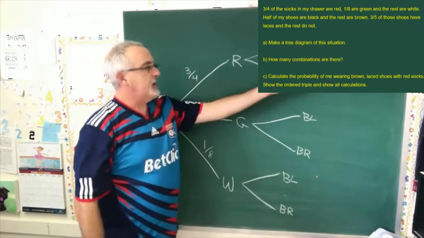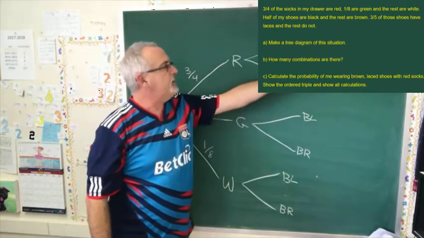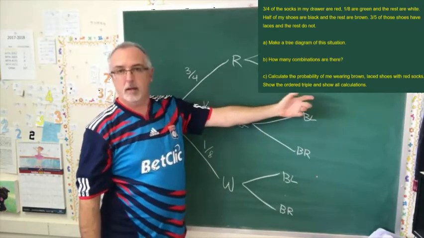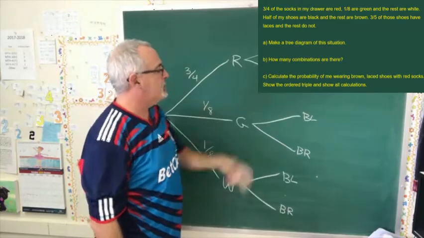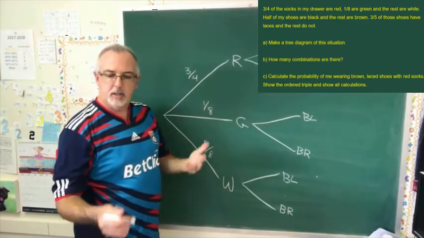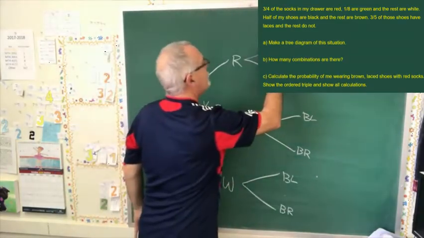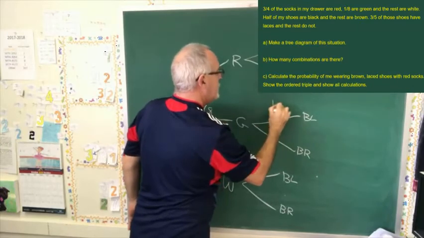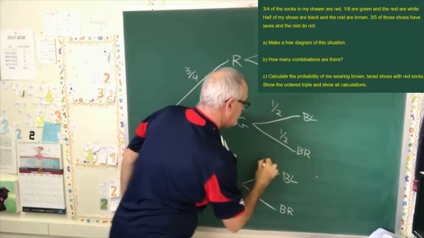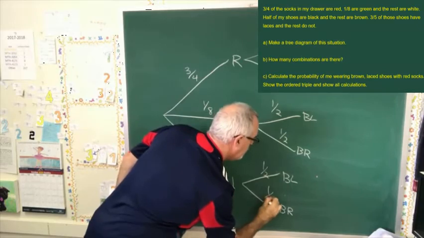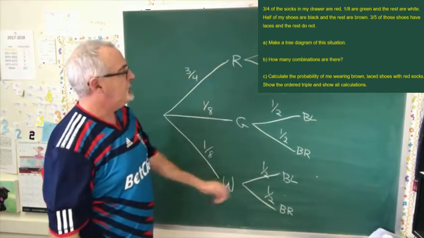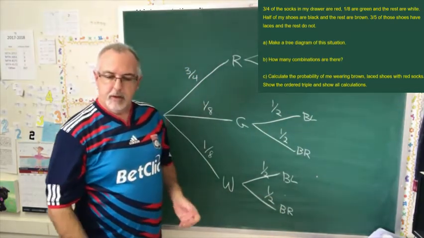Since both black and brown start with B, I have to come up with a different label so I can tell them apart. So BL is black, BR is brown. And in each case it was half and half. So these are 1/2 the fractions, but I have to write those if I want my tree diagram to be complete, showing all the information that I need.